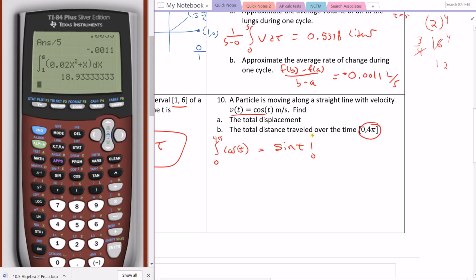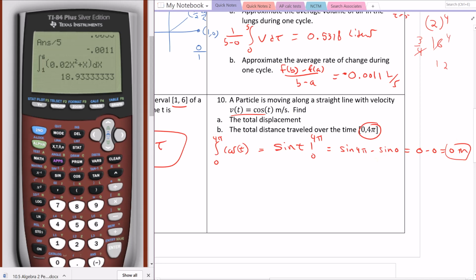We have to go from 0 to 4 pi, which gives us sine 4 pi minus sine of 0, which turns out to be 0 minus 0, which is 0. Basically, we're saying there is no displacement. That makes sense as far as displacement goes. It's basically saying you end up right back where you started. So 0 meters is our answer there.